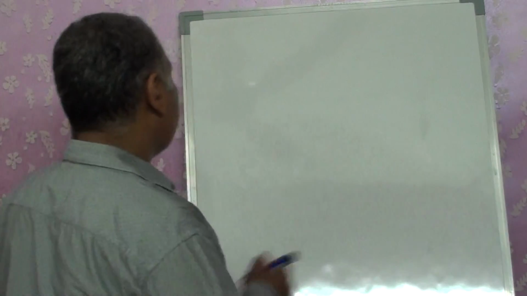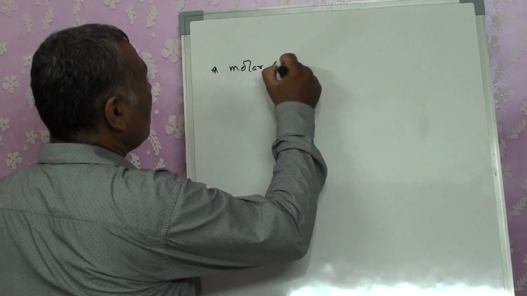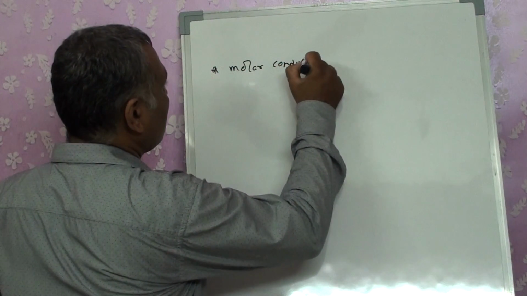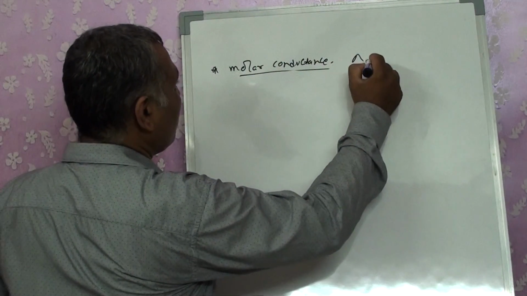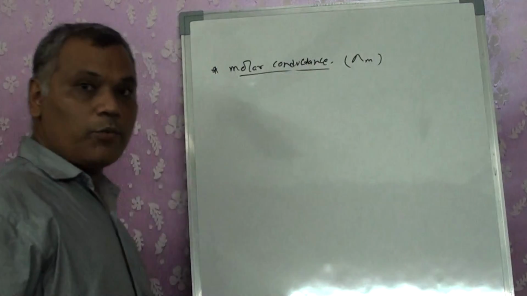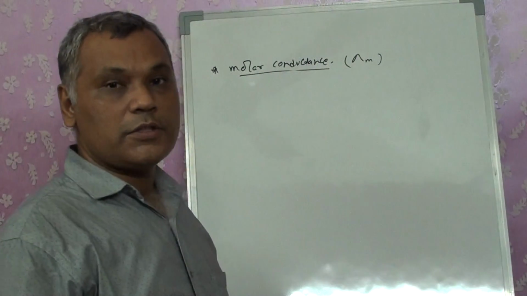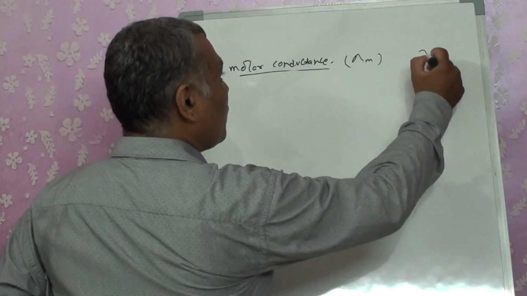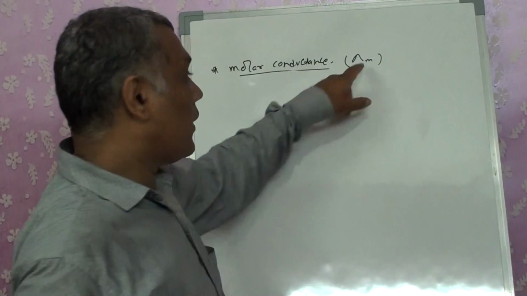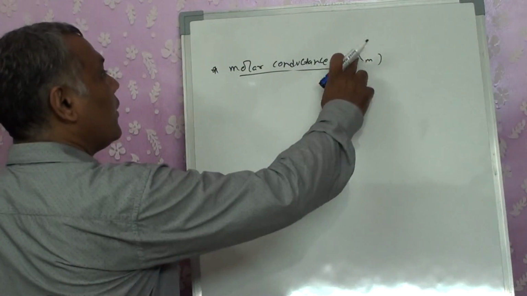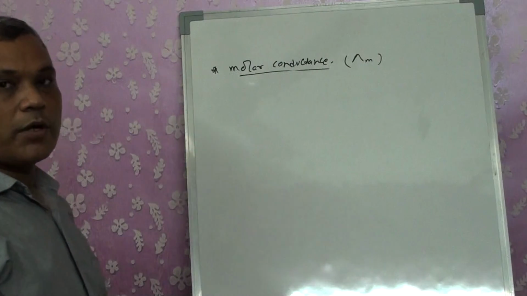So for that, first of all, the word we want to understand is molar conductance. It is given with a symbol, which is indicated over here: capital lambda. Generally we write lambda in this format, but this is a capital lambda, a Greek letter. This is the molar conductance.